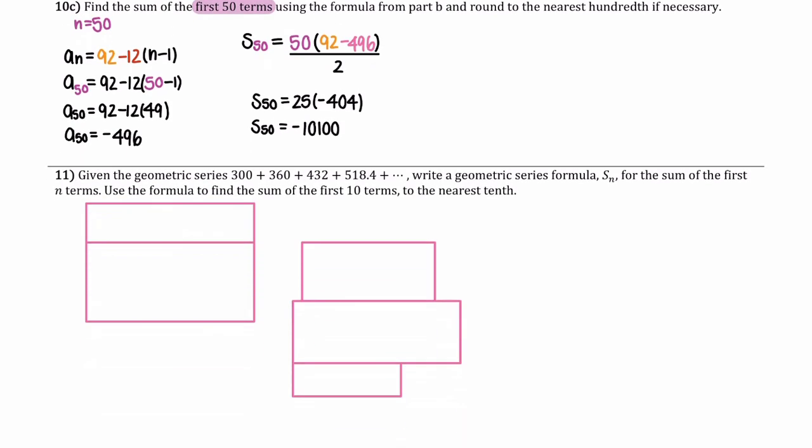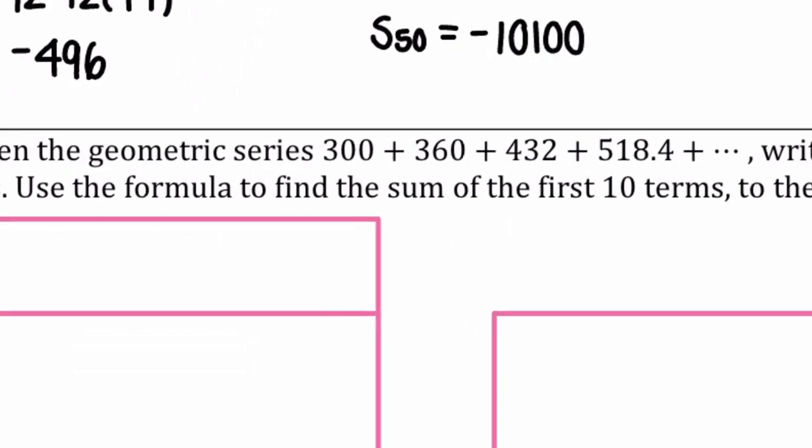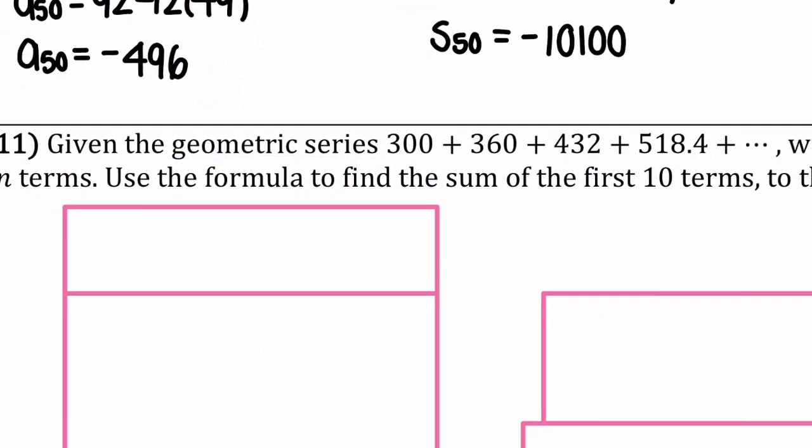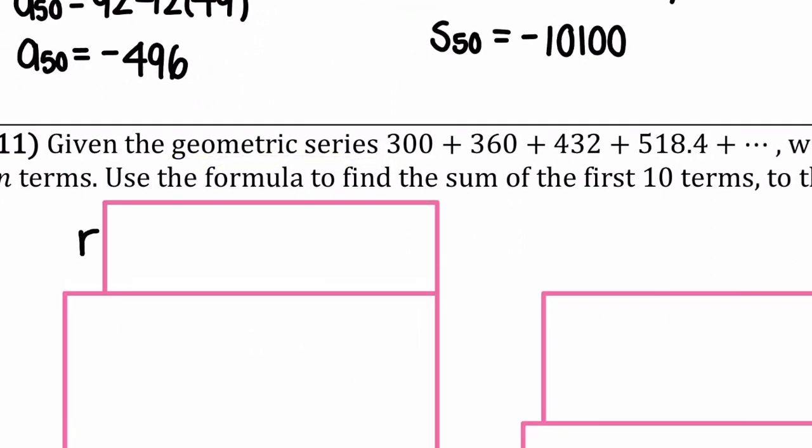Now moving on to 11, it says, given the geometric series 300, 360, 432, and 518.4, write a geometric series formula for the sum of the first n terms, and use the formula to find the sum of the first 10 terms to the nearest tenth. So they tell us it's a geometric series. So our goal right now is to find the common ratio.